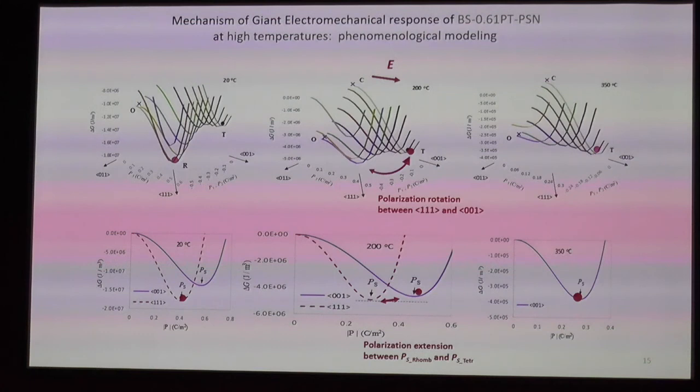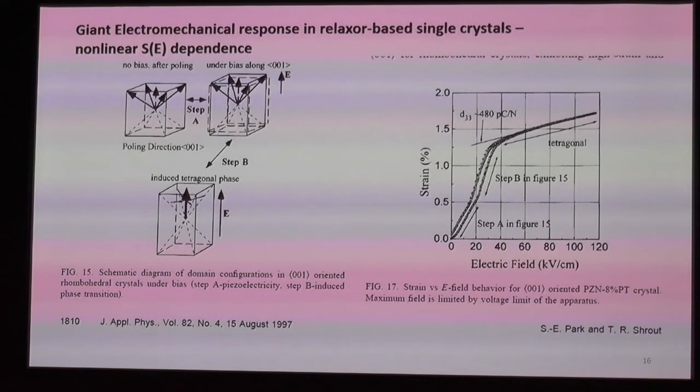And thus, our properties are because of field-induced transition from rhombohedral to tetragonal phase. Generally, this is a known effect, and some papers were published quite long ago.